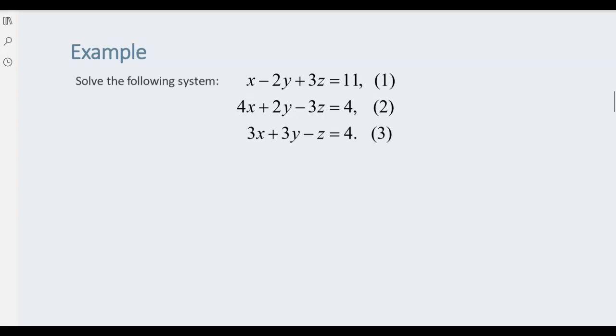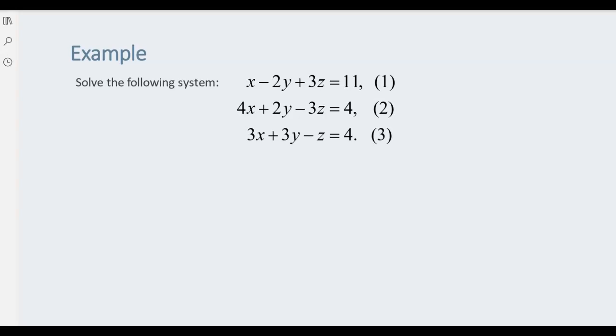So here's an example. And just for convenience, each of the three equations is labeled. It's just the first one, the second one, and the third one, so that we can keep track of what we're doing in each of the steps. So the first thing that I want to do is try to get this down to two equations with two variables, because we know how to solve that.